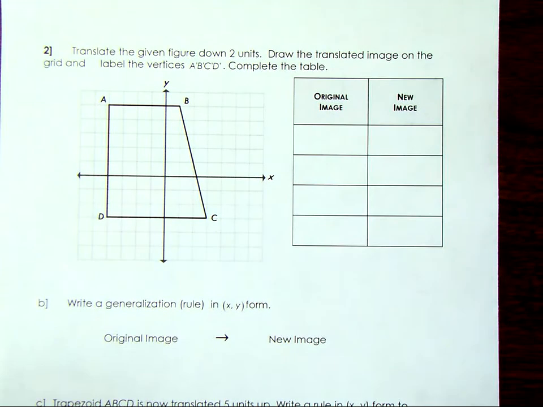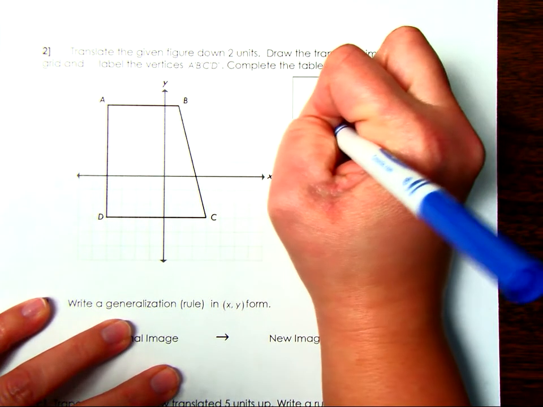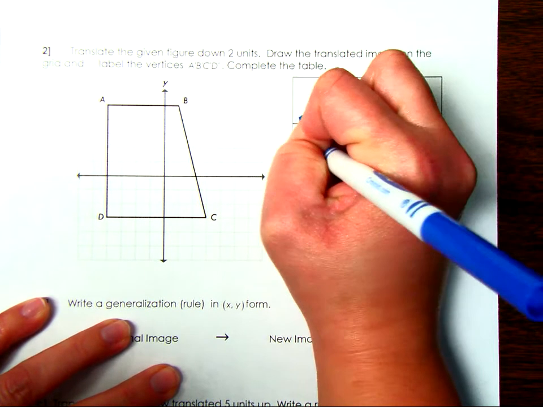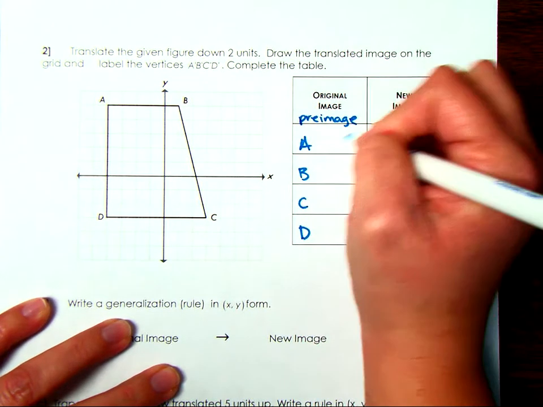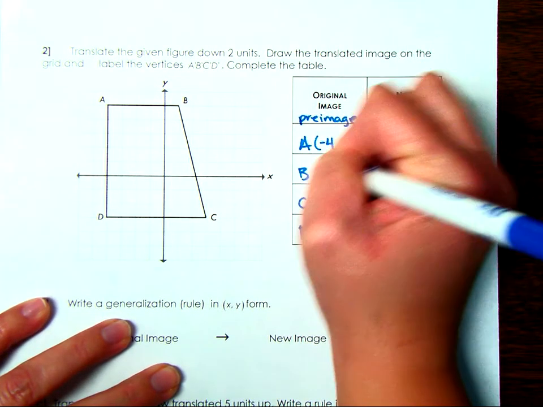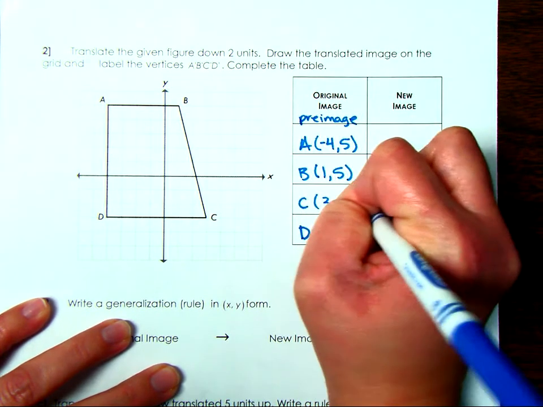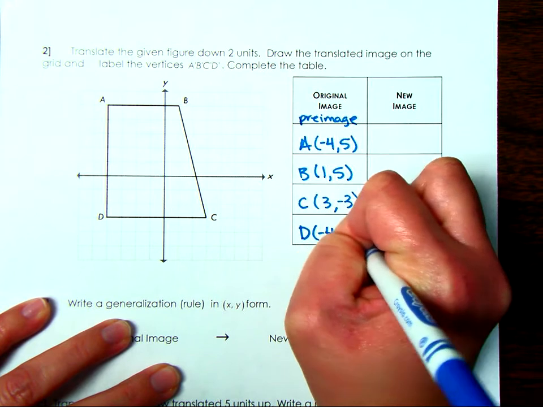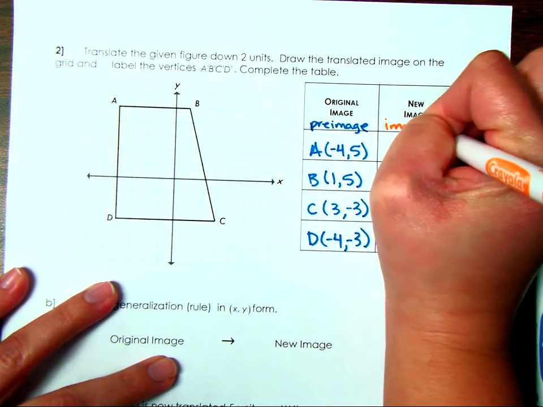All right, let's look at some more examples just to make sure you understand this before you try some on your own. So now this has the same trapezoid as before. So I'm just going to get our pre-image, or our original image, right here. Our ordered pairs, A, B, C, D, are -4, 5, 1, 5, 3, -3, -4, -3. So our new image, or you can also just call it the image if they use the word pre-image.